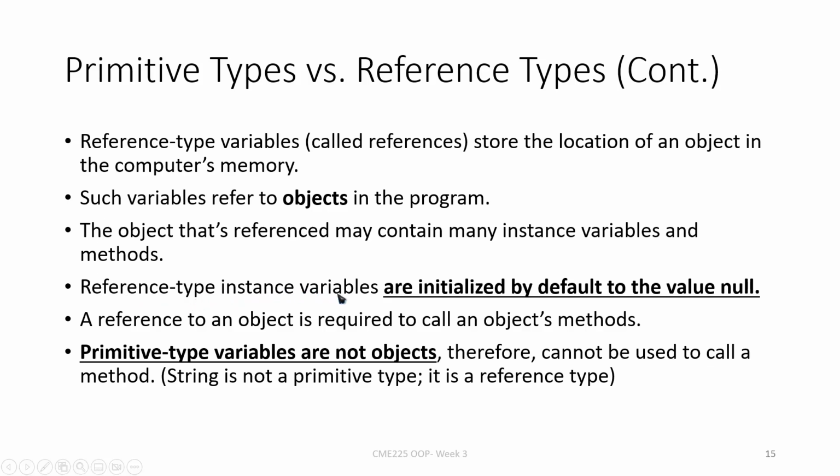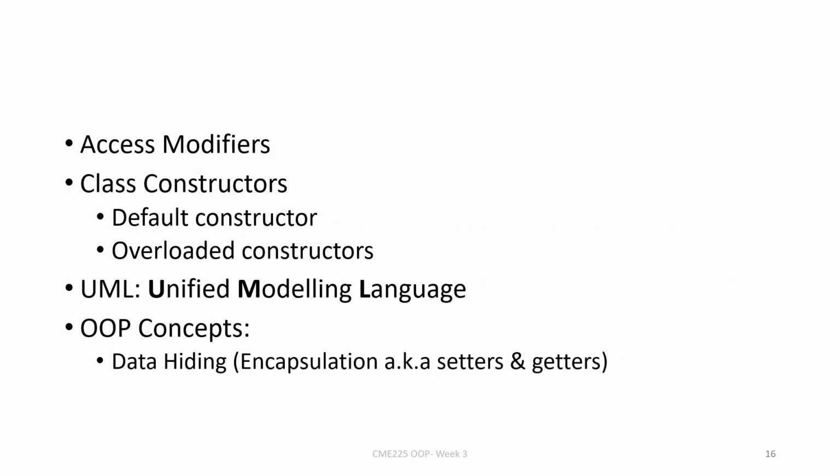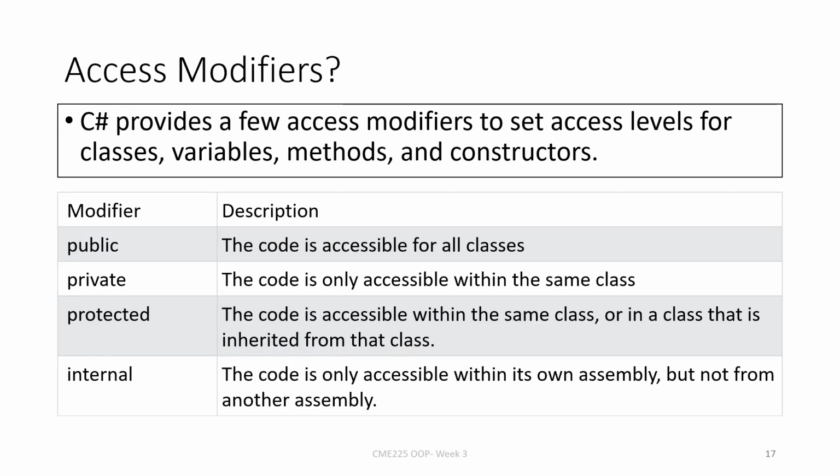And for reference type instance variables, by default the value is null, but if we create a new object, it's going to point to the object in the heap memory. And then using a reference, we can call object methods, but for primitive types, since they are not objects, we cannot call methods. So I would like to show an example. And in this example, we'll talk about access modifiers here.